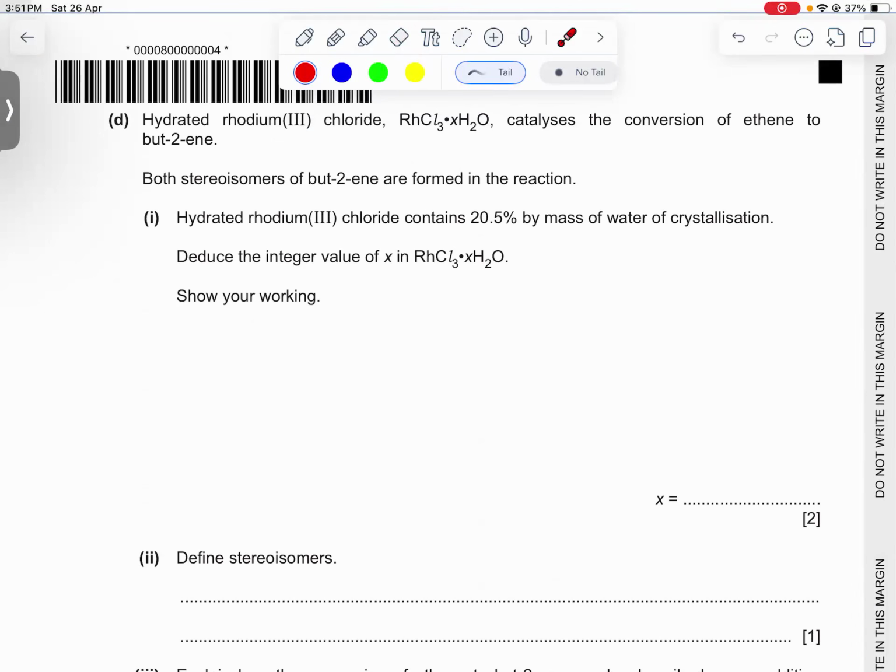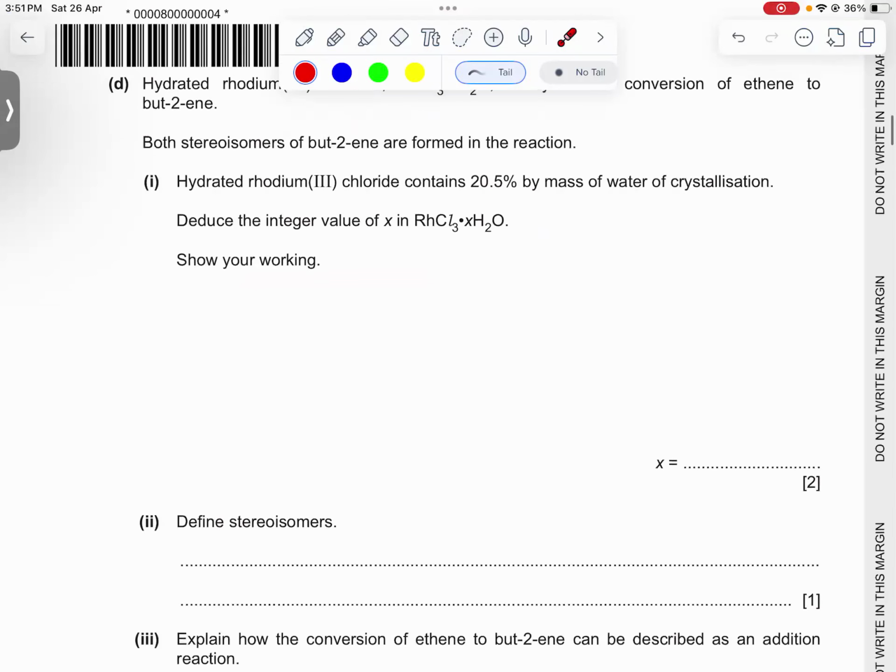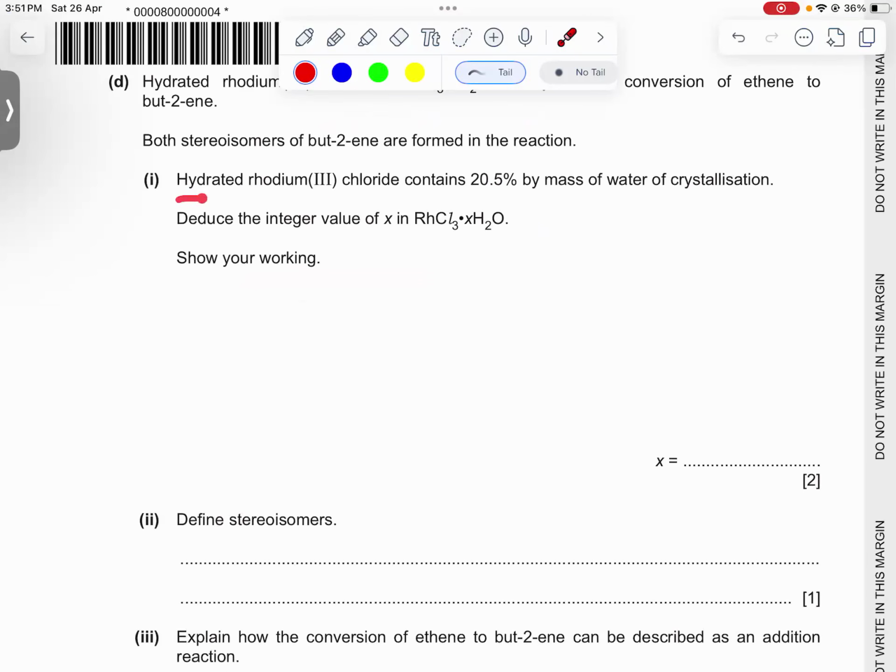Okay. Next question: hydrated rhodium(III) chloride, RhCl3.xH2O, catalyzes the conversion of ethene to butene. Both stereoisomers of butene are formed in the reaction. Hydrated rhodium(III) chloride contains 20.5% by mass of water of crystallization. Deduce the integer value of x in RhCl3.xH2O. All right. Hydrated rhodium(III) chloride contains 20.5% mass of water of crystallization.